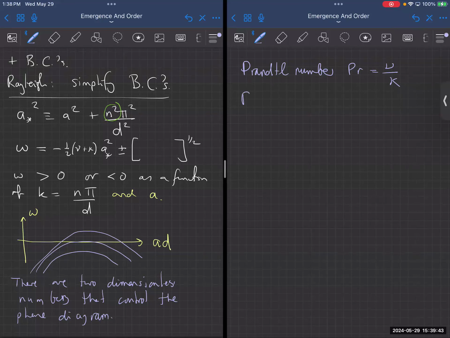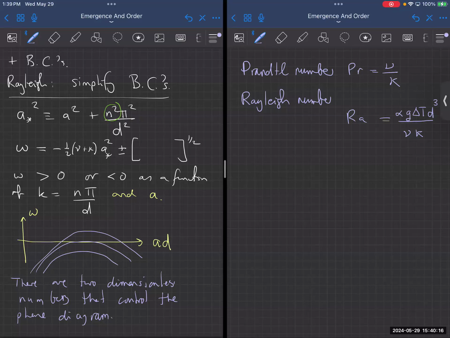Okay, then there is the Rayleigh number. And the Rayleigh number has in its denominator nu times kappa. And then here it has alpha, the thermal expansion. It has the gravitational field, because that's the buoyancy. It has the temperature, and it has the spacing to the cube power. So that just turns out to be what it is from the analysis.